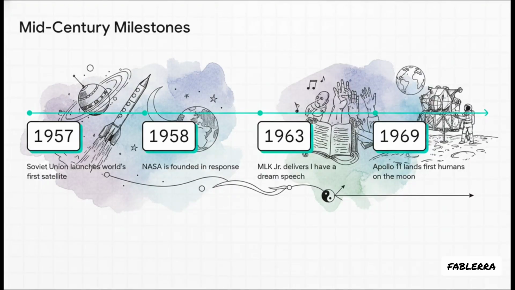So the mid-20th century was defined by this incredible duality. Globally, the Cold War sparked the space race. The Soviet Union launches Sputnik in 1957, and in direct reaction, the US founds NASA, eventually landing humans on the moon with Apollo 11 in 1969. But domestically, back at home, an equally monumental struggle was taking place. Figures like Martin Luther King Jr. were leading a massive, non-violent civil rights movement, demanding equality and an end to segregation, perfectly captured in his 1963 I Have a Dream speech.